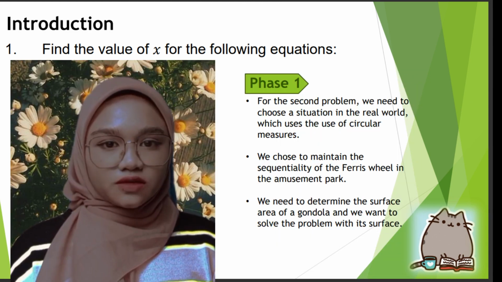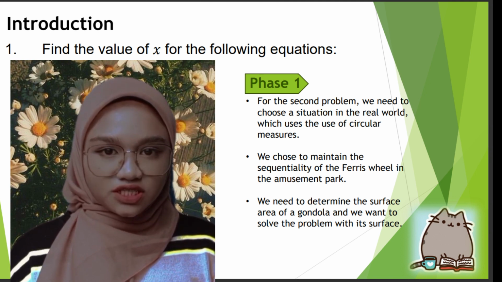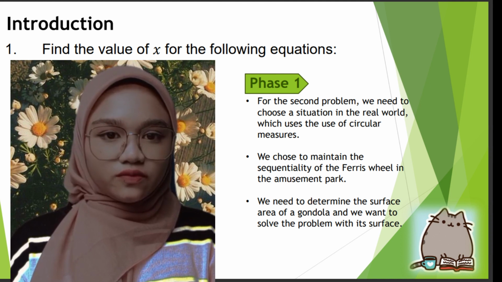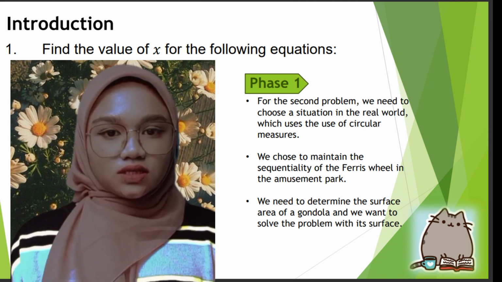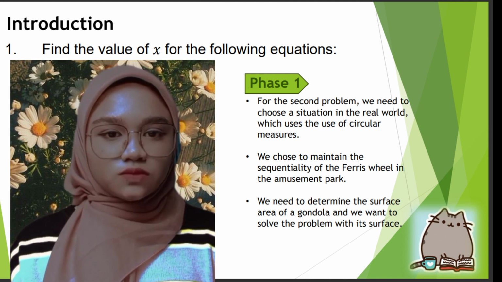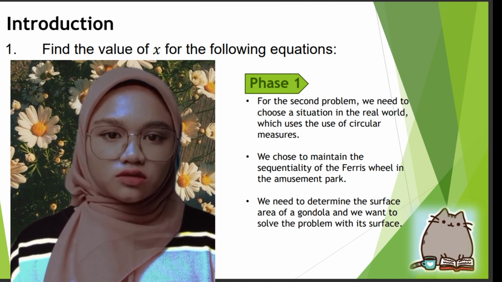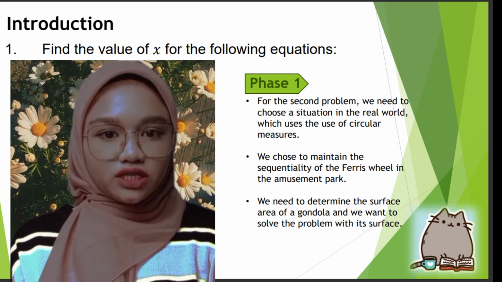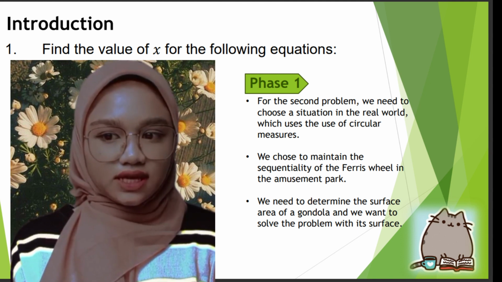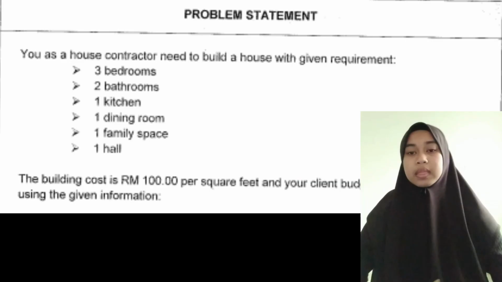For the second problem, we need to choose one situation in real life which uses the application of circular measure. Throughout the years, there have been various applications of circular measure in daily life. The situation we chose is that we are responsible for maintaining the Ferris wheel in an amusement park. To determine the surface area of one gondola, the gondola is shaped like a sector of a circle and we want to calculate the surface area.